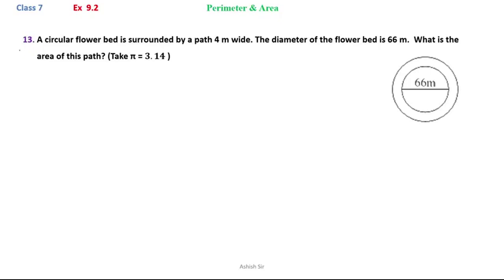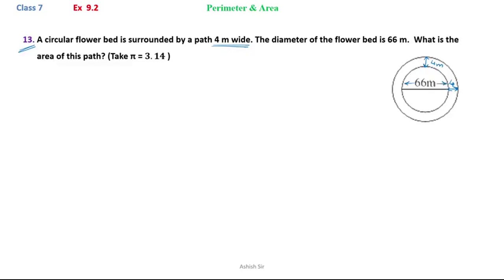Exercise 9.2, question number 13. A circular flower bed is surrounded by a path 4 meter wide. So there is a circular flower bed which is surrounded by a path which is 4 meter wide. Now the diameter of the flower bed is 66 meters.